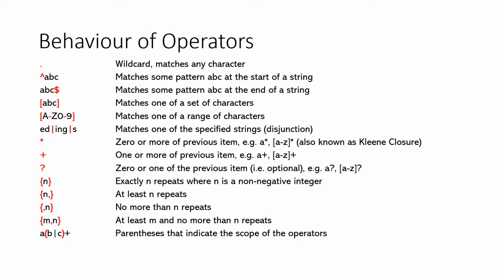Kleene operators are used for counting. So star indicates 0 or more of the previous item, and a plus indicates 1 or more of the previous item. Question mark indicates 0 or 1 of the previous item. Curly braces are for specifying counts, so the lower bound is indicated by the first number and the upper bound is indicated by the second number. Round parentheses indicate the scope of the operators.